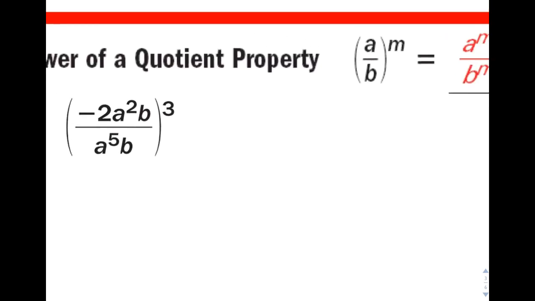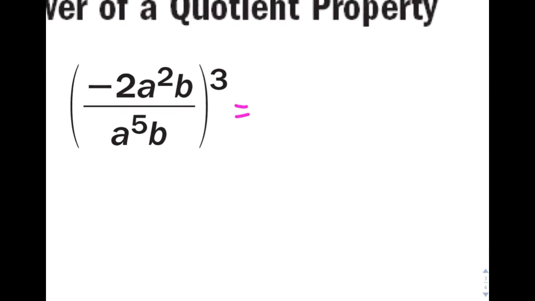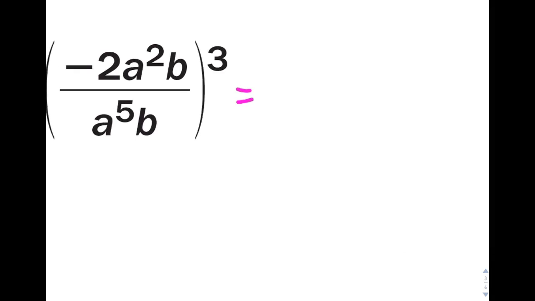The quotient property, the last property here, is just another version of our power of a product property where we essentially are distributing the m to everything in the parenthesis, even if it's a fraction, both the top and the bottom. So here we have a pretty complex example. We're going to take this 3 and we are going to distribute it to every single thing in this parenthesis.